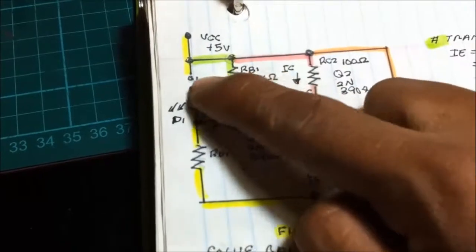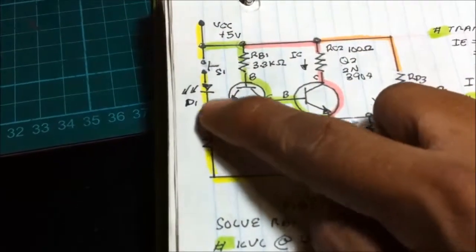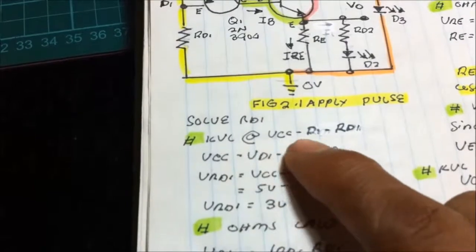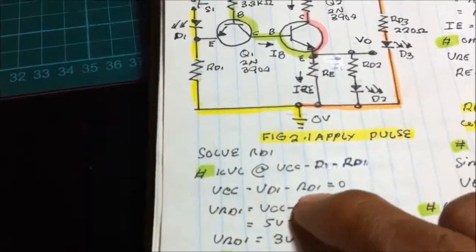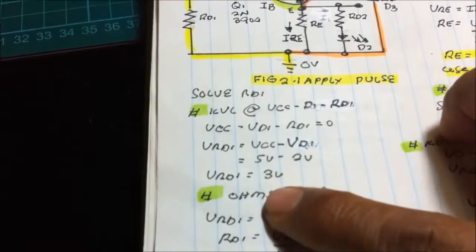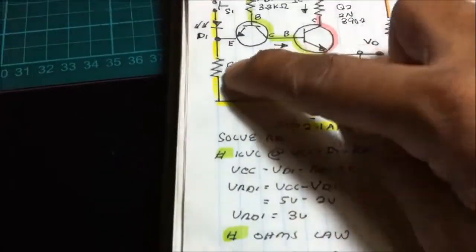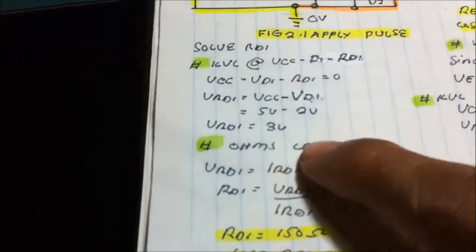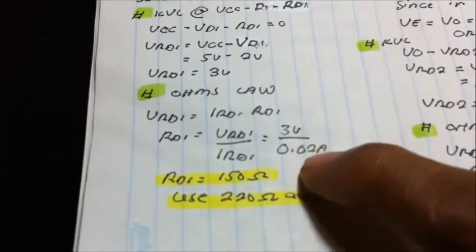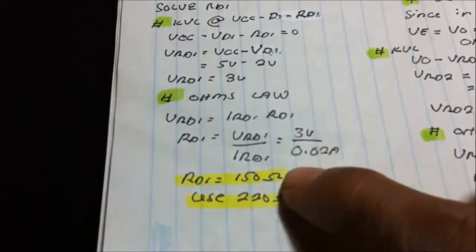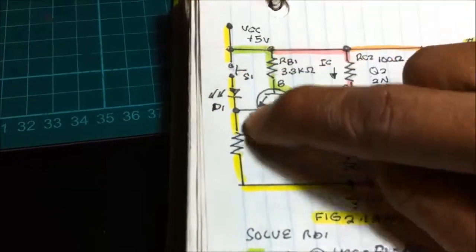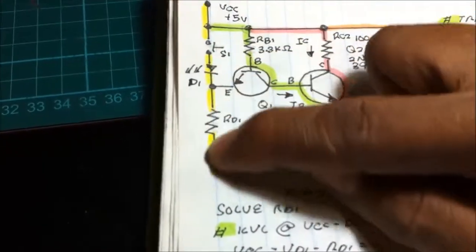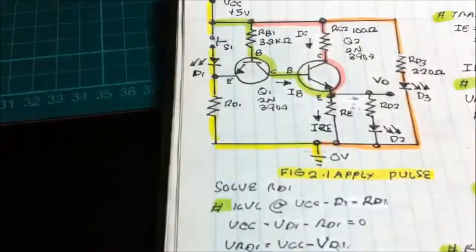With the 5 volt supply, when you hit the switch, current flows into the D1 to the RD1, making a KVL here to the ground. Using KVL, we got VCC, VD1, RD1, and we got the voltage drop of RD1 as 3 volts. Since we know the voltage drop there and the current rating of the LED, we get 150 ohms, or 220 ohms, for the KVL when you press the switch here. So we get now the value of the resistor here.